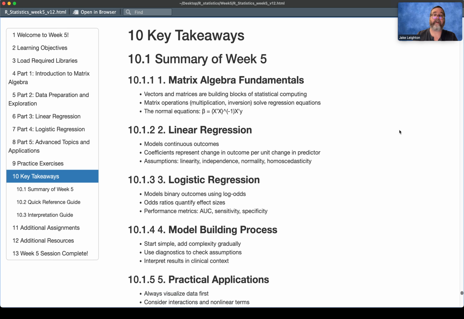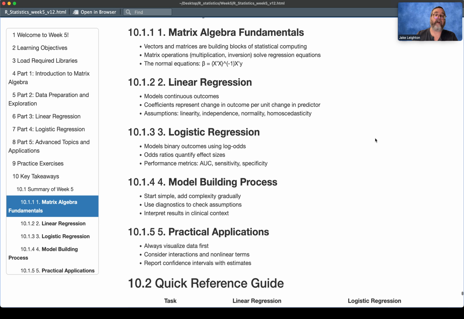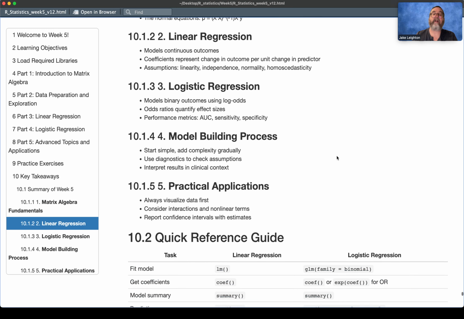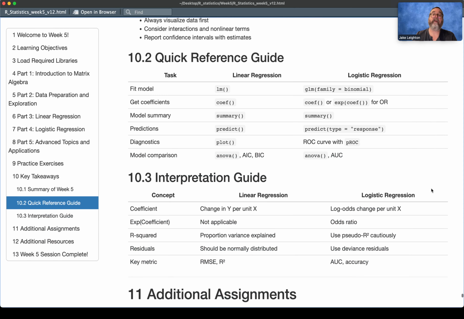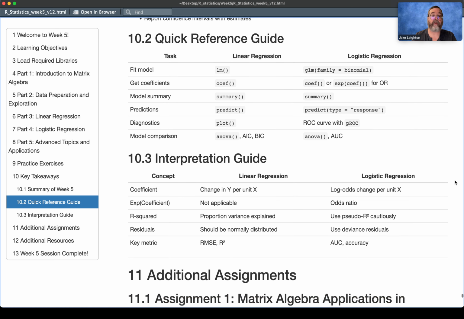So just a summary of the week. We went over some basic matrix algebra that was kind of fundamentally behind linear regression. We went over basically how regression works start to finish, as well as logistic regression. Talked about building models and interpreting them and doing predictions and different visualizations and everything. And here is just a quick reference guide for some models and interpretations just to help you out.